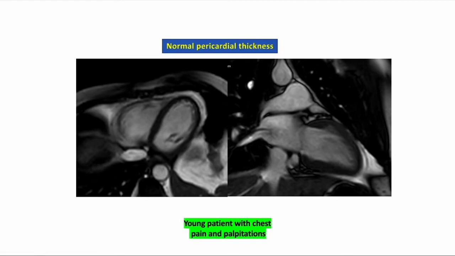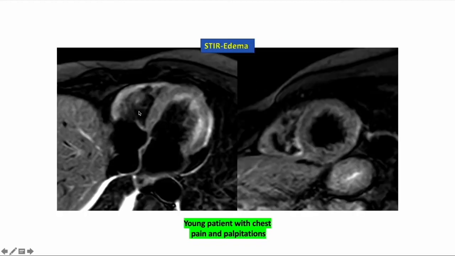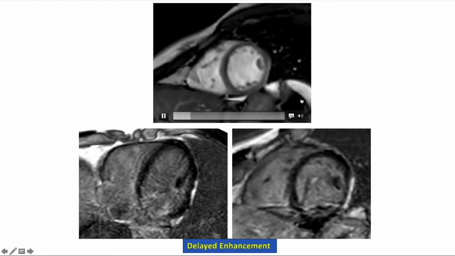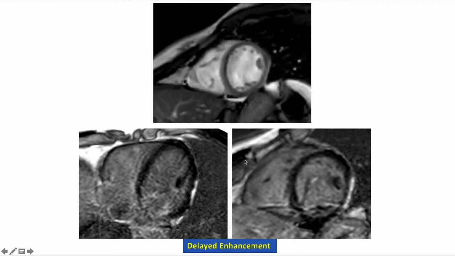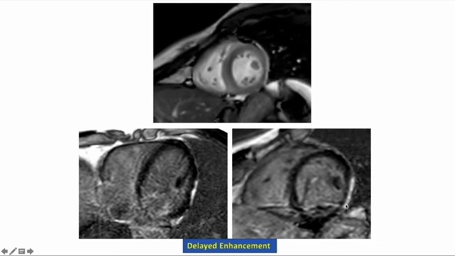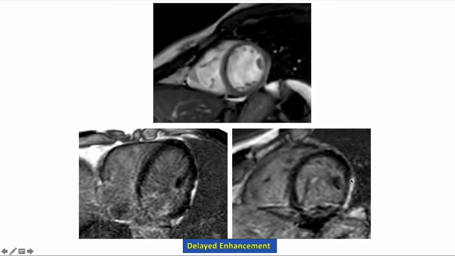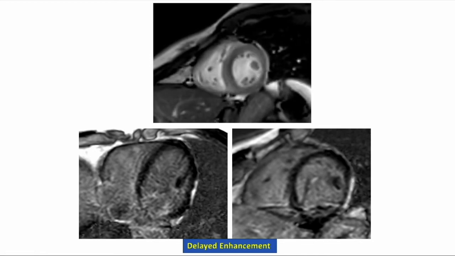The pericardial thickening is normal. When you do STIR images, you can find that there is a focal high signal intensity in the pericardium along the lateral wall of the LV, as seen in the short axis as well as the 4-chamber view. Now, when contrast is administered, you can see intense enhancement of the pericardium as well as the epicardial surface of the heart on the lateral wall, which is corresponding to the area of the hypokinesia.